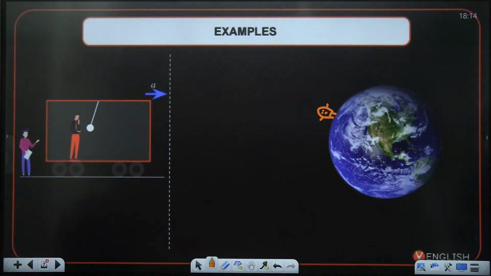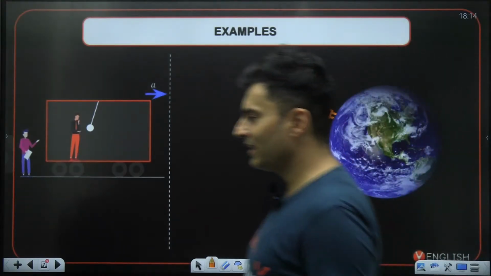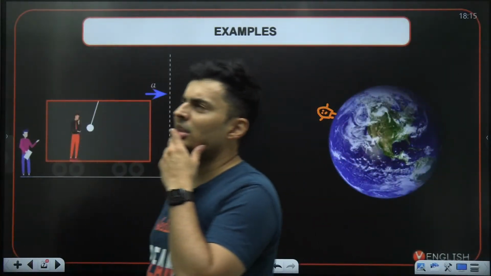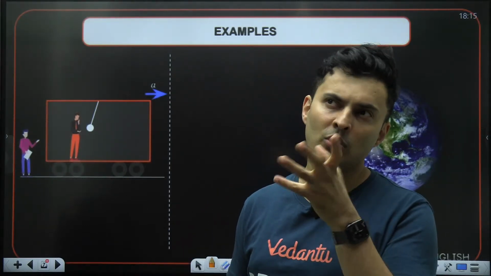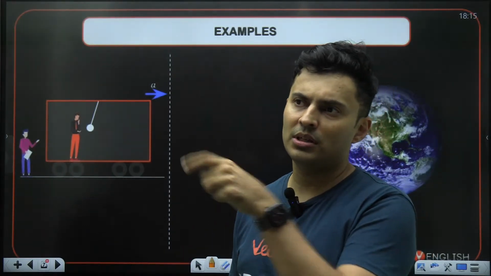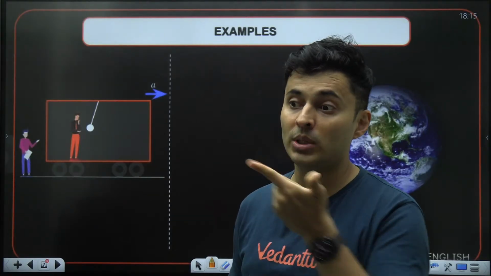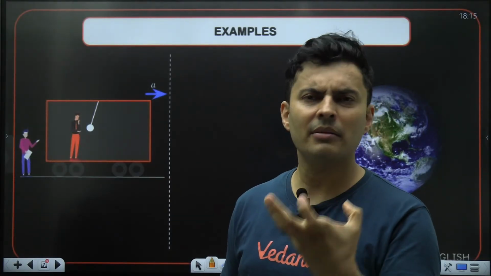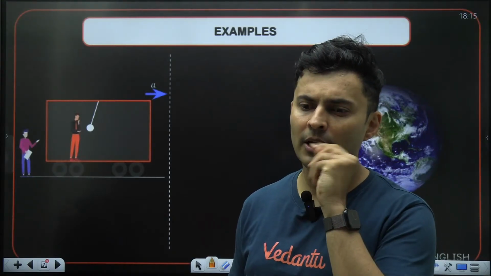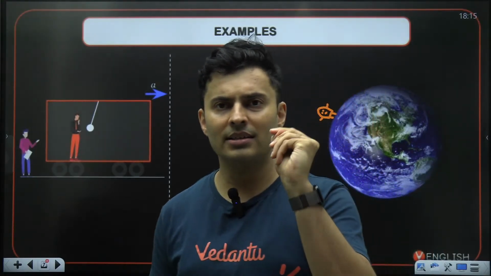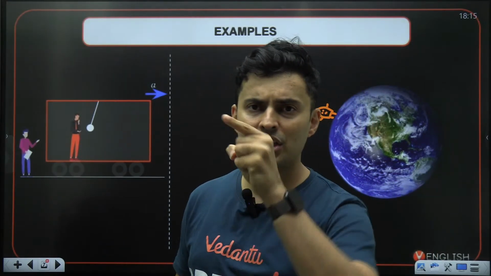Think carefully. Answer quickly. What do you think? Earth, sir, Earth, is it accelerating? Acceleration means velocity should change. Oh, so as the Earth goes around the sun, the velocity is changing direction. It's like a circular motion. And even the sun is going around the center of the galaxy. So again, acceleration is there. Definitely there is acceleration because the velocity direction is changing.